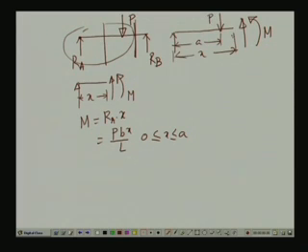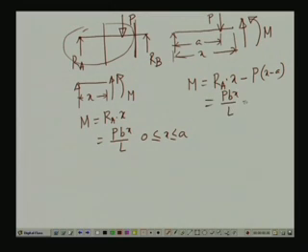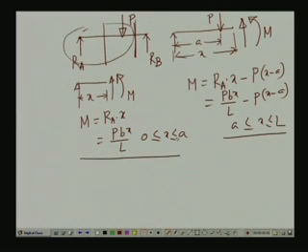So, the moment expression which we get at this particular point is M equals R_A into x minus P into (x minus a), and R_A being P b by L. So, this is P b x by L minus P into (x minus a), and the range of the validity of this is a less than x less than L. So, these are the two moment values that we have.